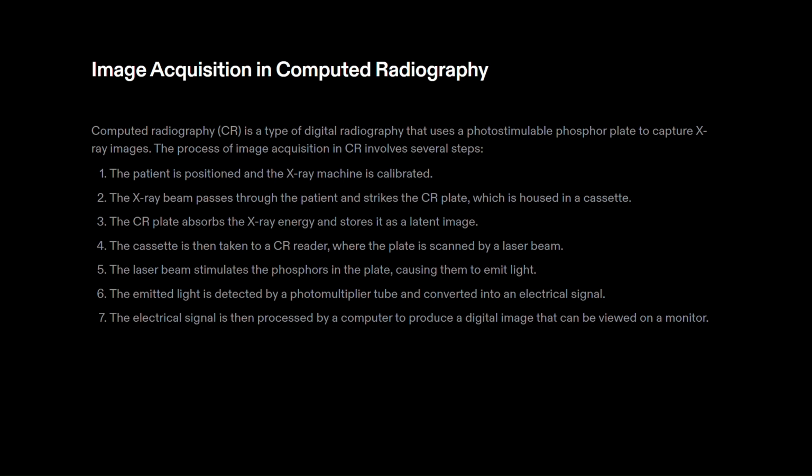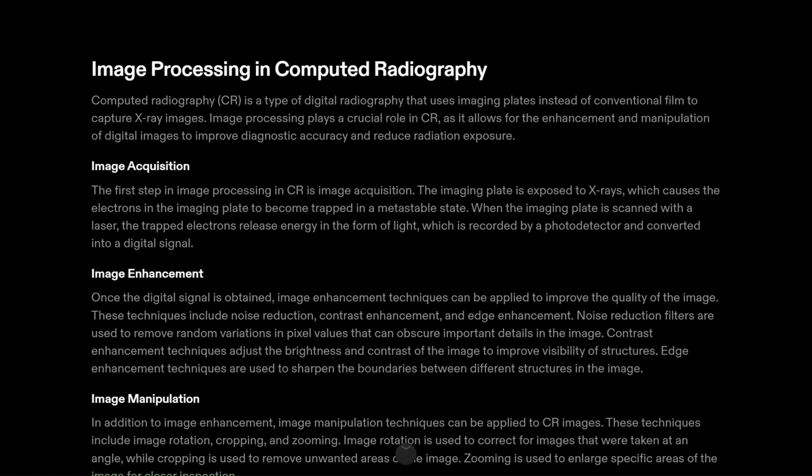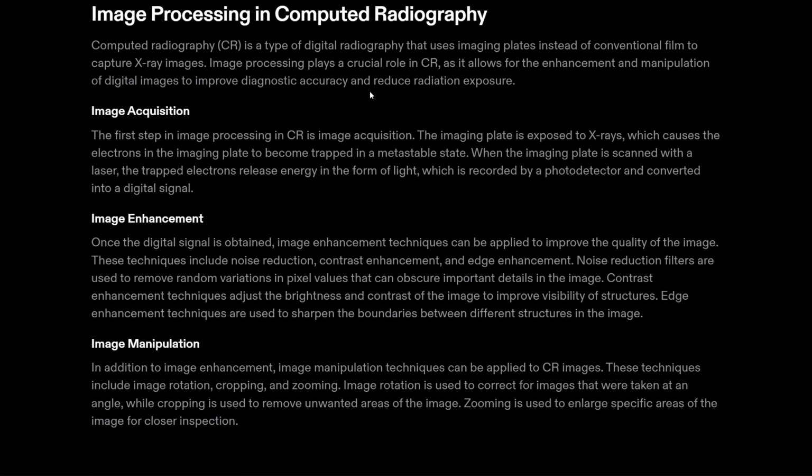The cassette is taken to the CR reader, where the plate is scanned by a laser beam. The laser beam stimulates the phosphors in the plate, causing them to emit light. The emitted light is detected by a photomultiplier tube and converted into an electrical signal. The electrical signal is processed by the computer and produces a digital image, which can be viewed on a monitor. The image processing technique in computer radiography.